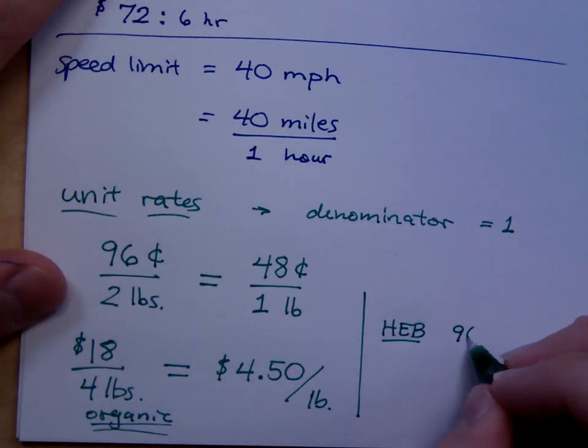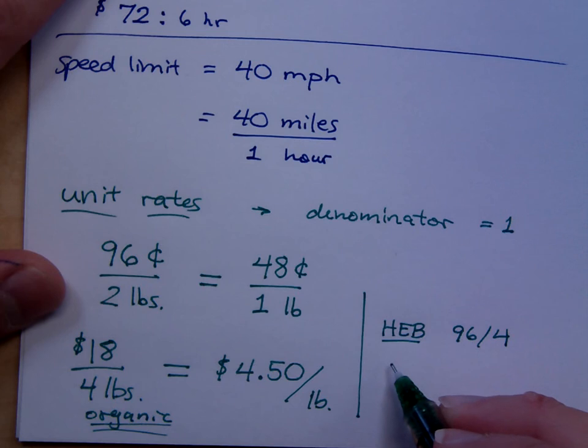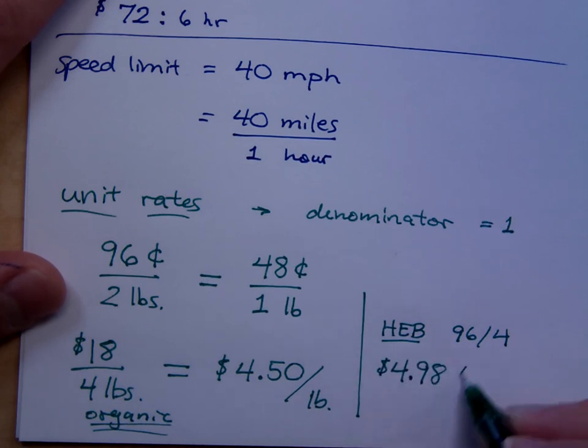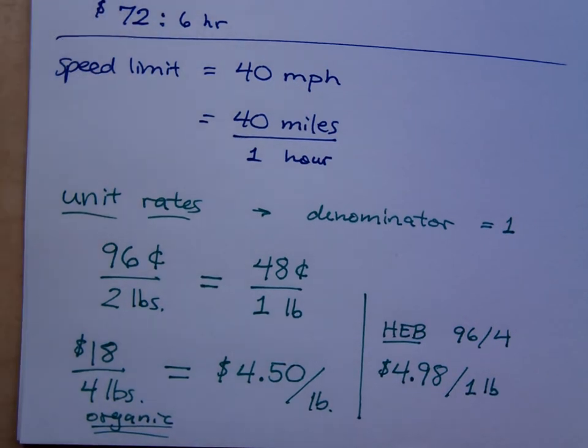It's 96.4. You understand what that means, right? Only 4% fat, 96% lean. So at H-E-B, I think the last time that I bought it, it was $4.98 for a 1 pound package. So what's going to be the better deal? As long as you can use it within the expiration time, right? It's a lot cheaper to get this.